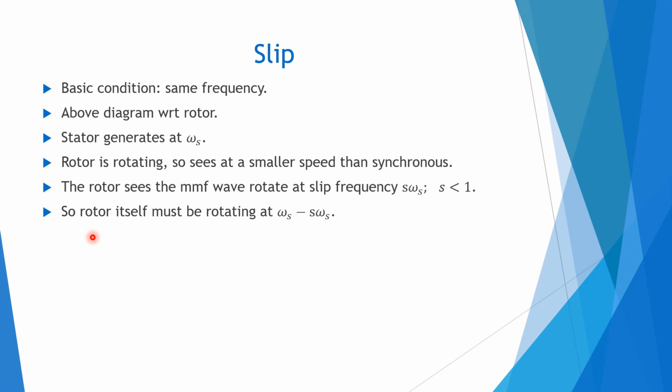Now, according to the principle of relative motion, we can see that the rotor itself must hence be rotating at omega s minus S omega s, right? And this variable S is called the slip.